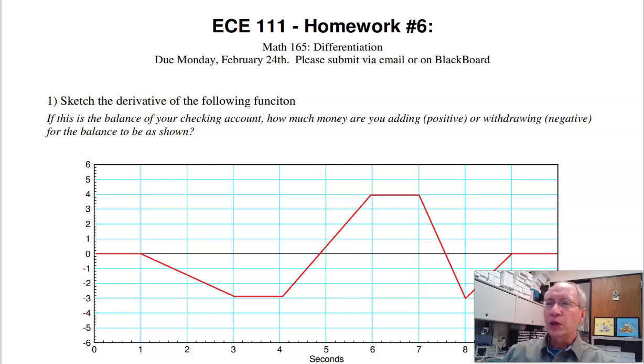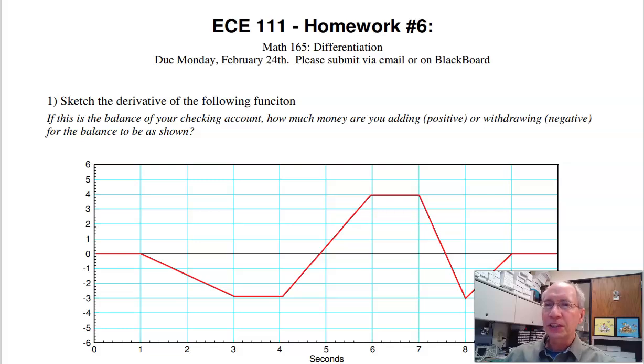Here are solutions to homework set number 6 for ECE 111, Introduction to ECE. This homework set looks at differentiation, problems you run into when you take Math 165, Calculus 1, and how to solve those problems using Matlab and numerical techniques. Now the first problem is just kind of a concept question.